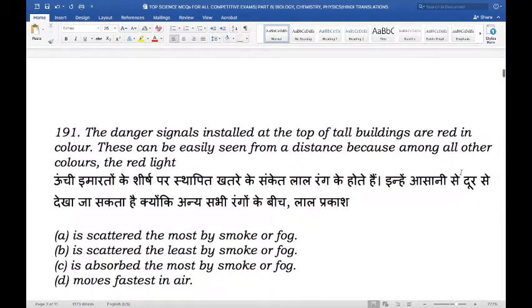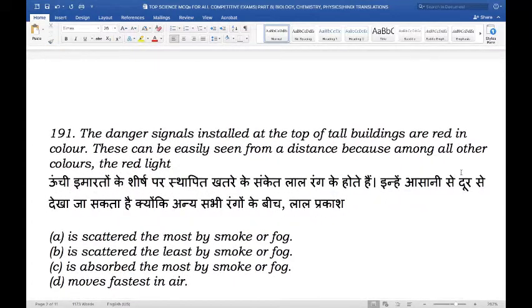The first one is: the danger signals installed at the top of tall buildings are red in color. These can be easily seen from a distance because among all other colors, the red light is it A, scattering the most by smog or fog, B, scattering the least by smog or fog, C, is absorbed the most by smog or fog, or D, moves fastest in air.